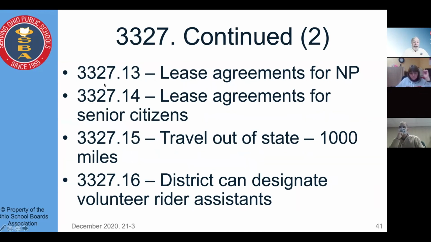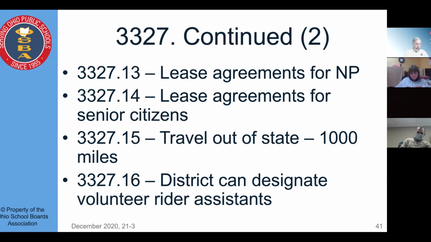In 13 and 14, this goes back to when we're talking the federal standards and we're talking commerce, what you can use buses for. Here's a section of code that says specifically you are allowed to have a lease agreement with a non-public school and you're allowed to have a lease agreement with a senior citizens group. Now I'm going to tell you up front, lease agreement is probably the wrong word. And we've actually been working with the legislature to try and get some of this language amended. You're not going to lease your bus to these groups. What you're going to do is say, we'll provide transportation for you.